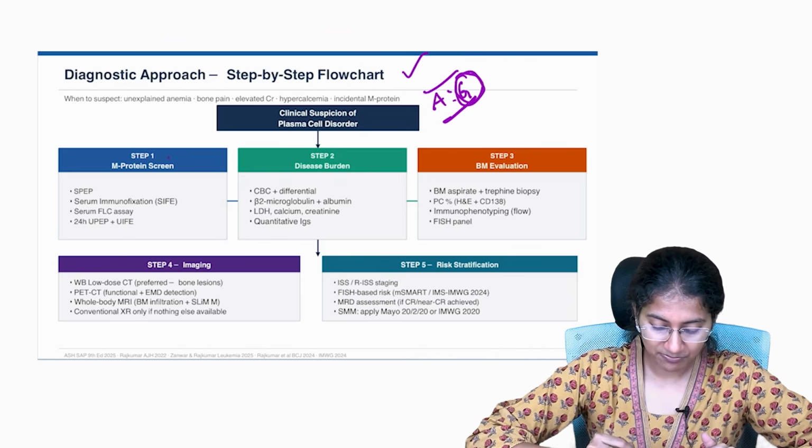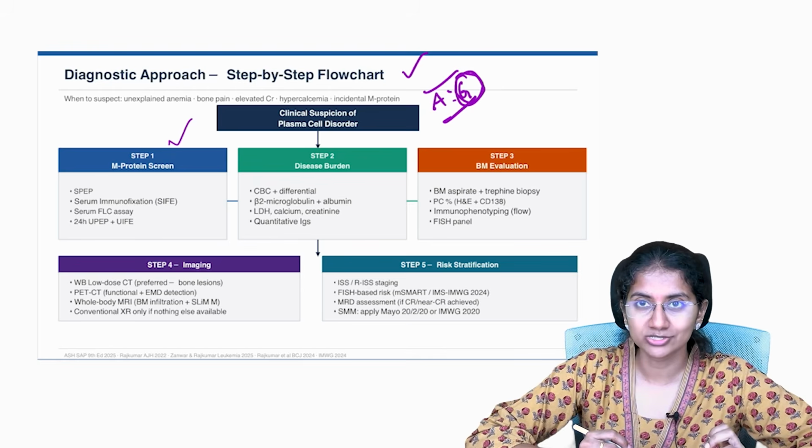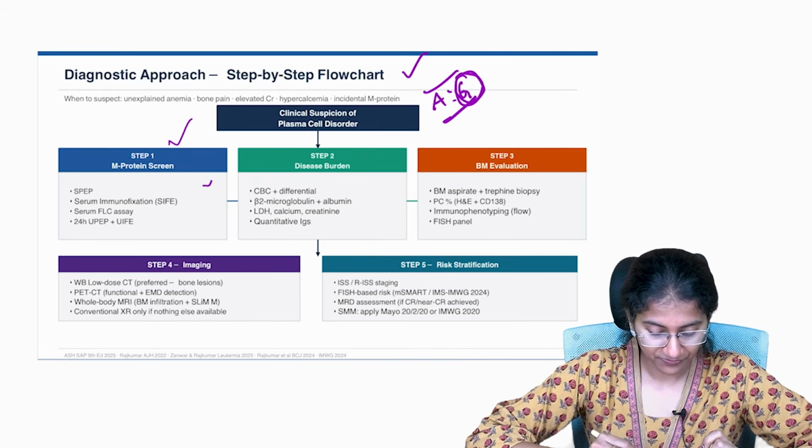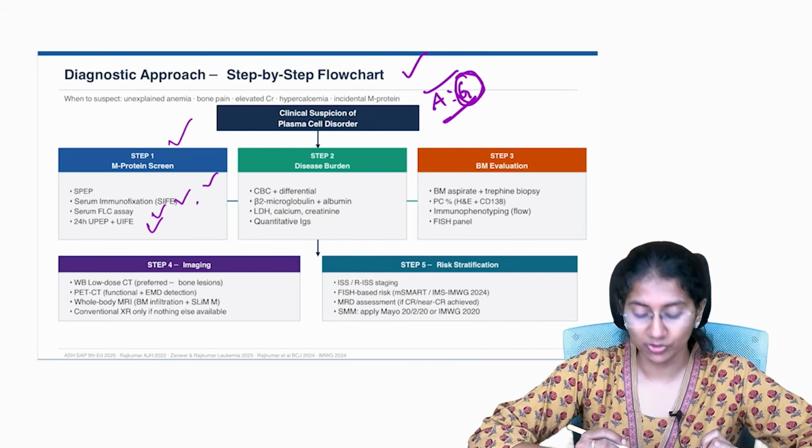Okay, so first step is to do an M protein screen. How do you do that? We do a serum protein electrophoresis, serum immunofixation, serum free light chain assay, urine protein electrophoresis with urine immunofixation.